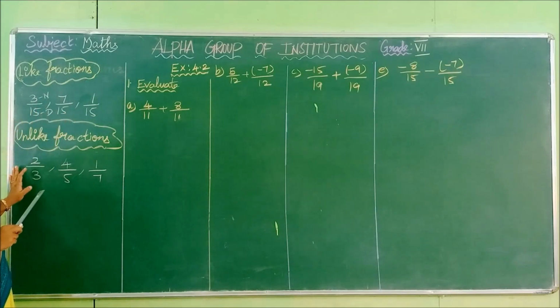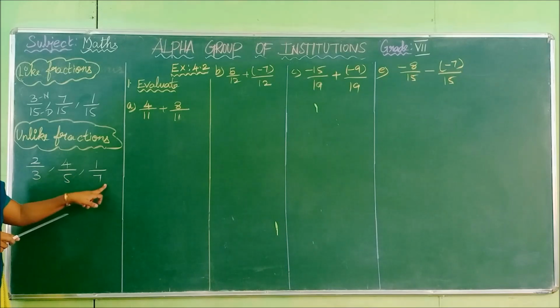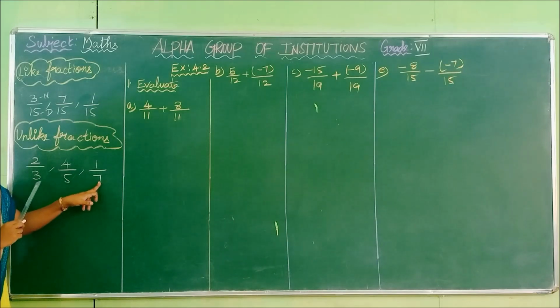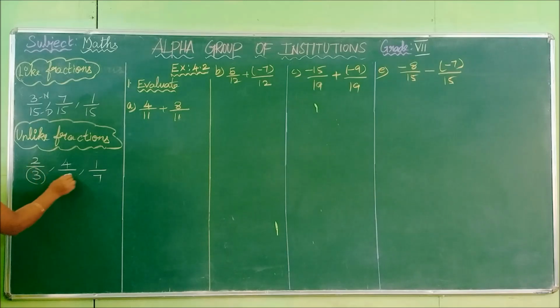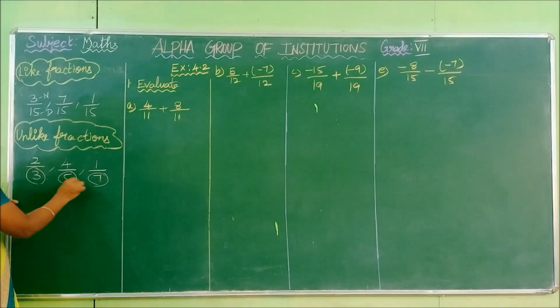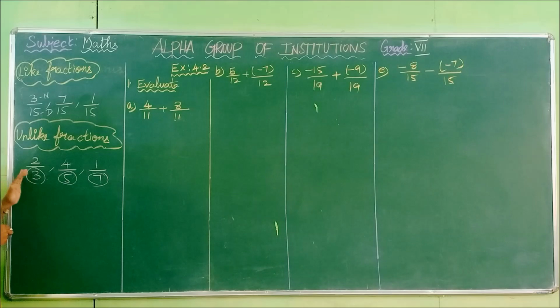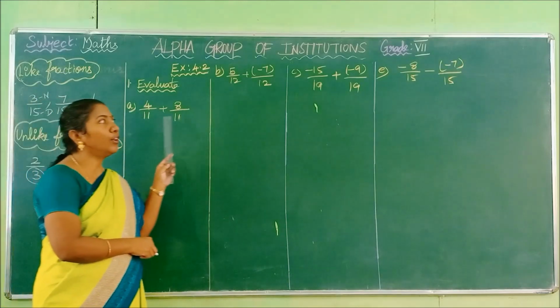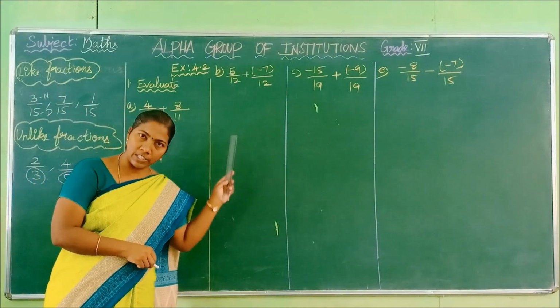Suppose the given fractions have different denominators. See here, what is the denominator here? 3. What is the denominator of this fraction? 5. What is the denominator? 7. So all the denominators of the given fractions are different, so we can call these fractions unlike fractions. In exercise 4.2 we are going to add and subtract rational numbers.